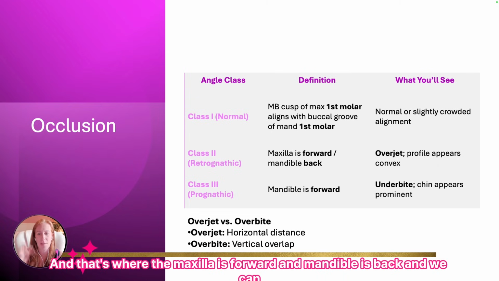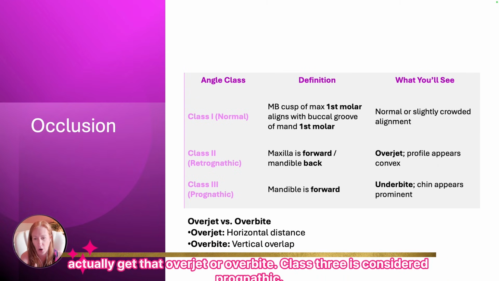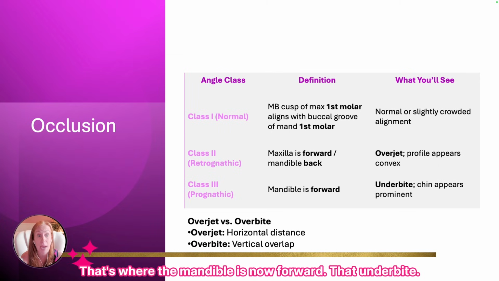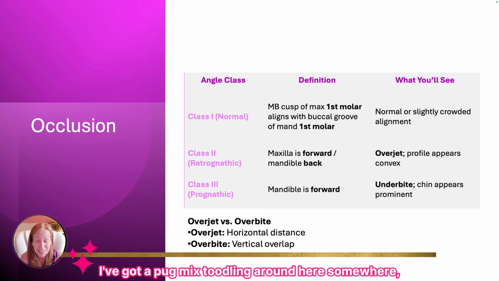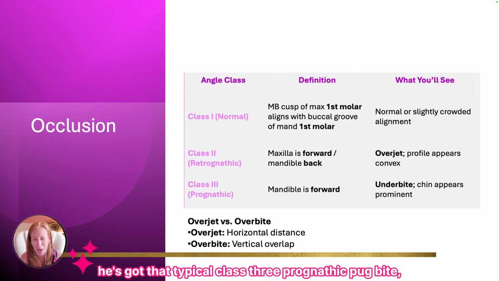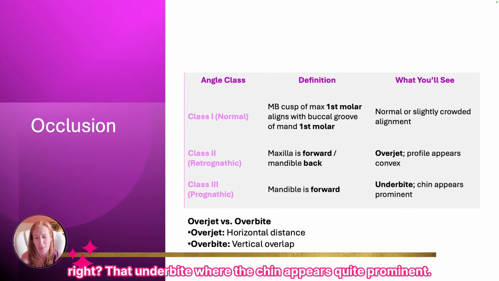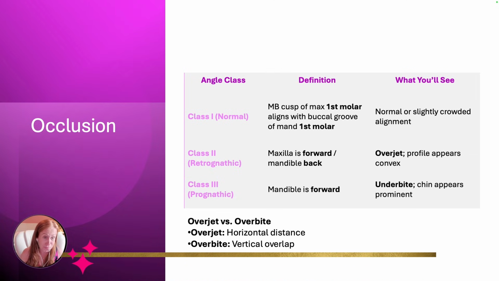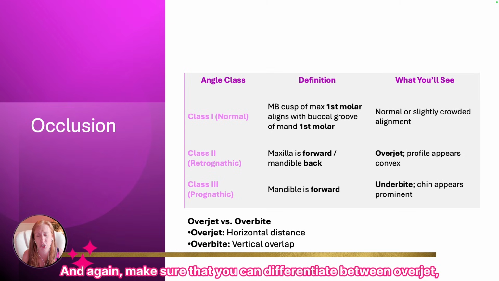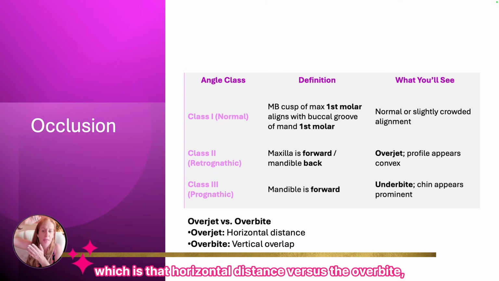And that's where the maxilla is forward, the mandible's back, and we can actually get that overjet or overbite. Class 3 is considered prognathic. That's where the mandible is now forward, that underbite. I've got a pug mix tootling around here somewhere. He's got that typical class 3 prognathic pug bite, right? That underbite where the chin appears quite prominent.